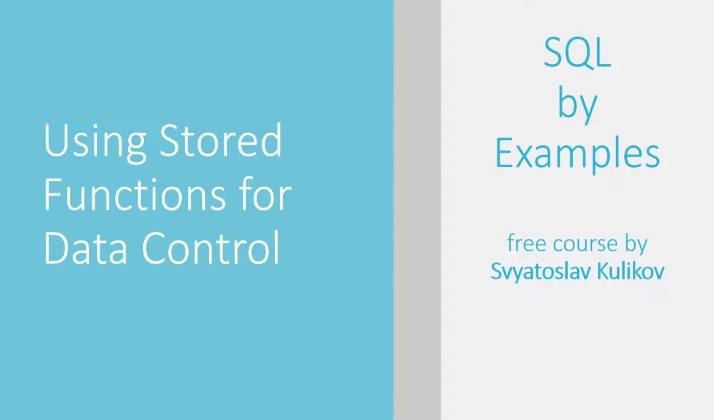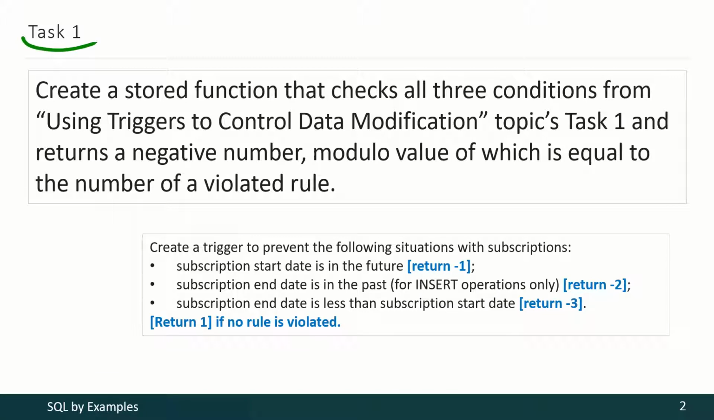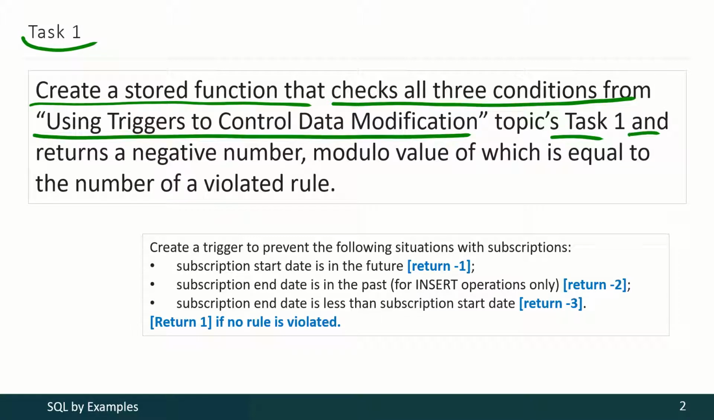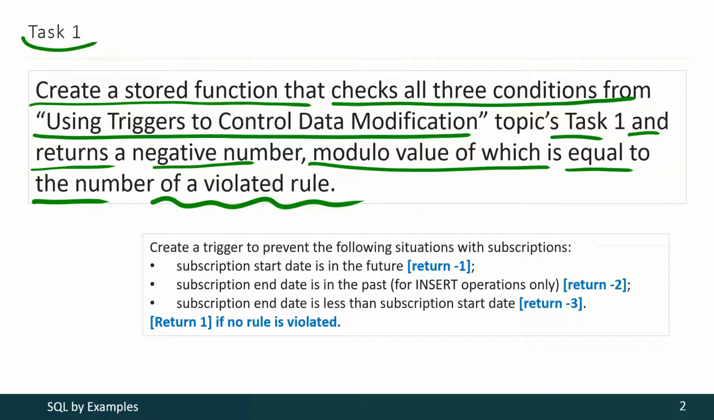In this video we shall discuss how to use stored functions for data control. In the first task we have to create a stored function that checks all three conditions from the task 1 from this topic. And this function should return a negative number, modulo value of which is equal to the number of a violated condition. For this condition violation we shall return -1, for this condition violation we shall return -2, for this condition violation we shall return -3, and if no condition is violated we shall return 1.